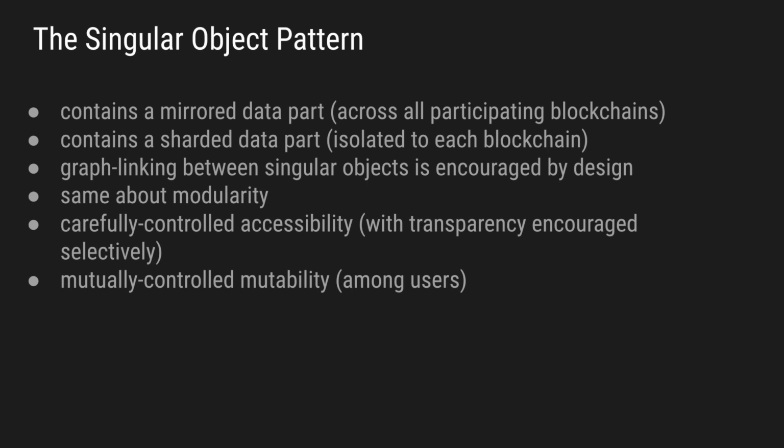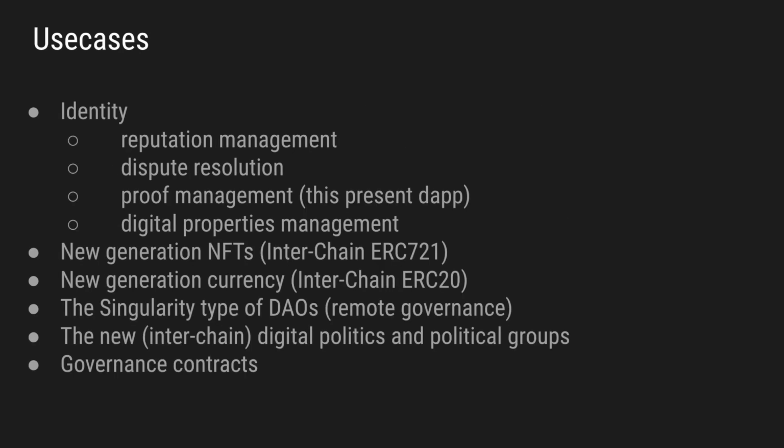And you have mutually controlled mutability among users. You can have a set of permissions allowing some users to change some of your own data, and vice versa. Use cases for this system: identity. You can do reputation management, dispute resolution, and this present dApp shows a way to do proof management across chains in a sharded way. Digital properties management.